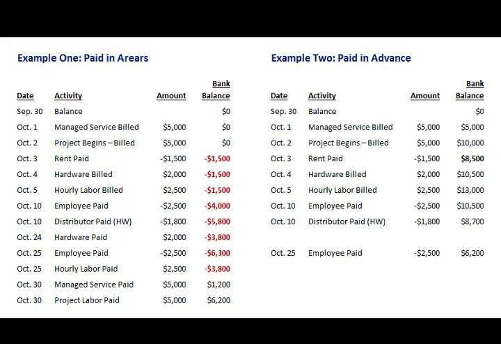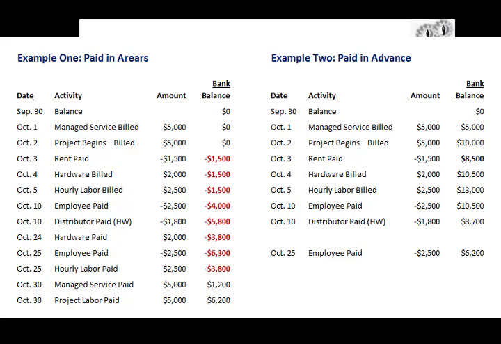Then on the 3rd, you pay your rent. So now you're down $1,500. And then you bill for $2,000 for hardware, but again, you haven't collected any. You have an hourly labor that you bill for $2,500, but it's just more money that's owed you. You haven't collected any. You pay your employees. Let's say $2,500 is the bi-monthly payroll on the 10th. So now you're out cash $4,000. You pay your distributor for the hardware that you ordered. So that's $1,800 for that hardware that you're collecting $2,000 for up above. So now you're out of pocket $5,800.